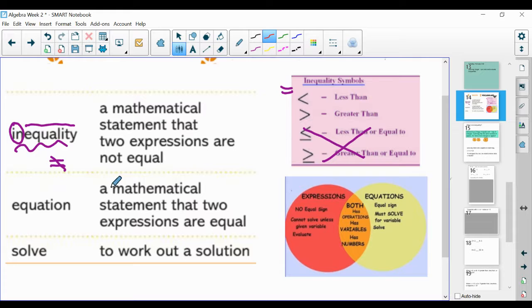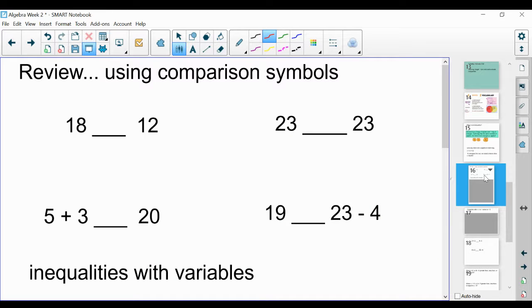And then we're going to work with equations today, a mathematical statement that two expressions are equal. And we're going to work to solve, sometimes knowing our value of our variable. We're going to talk about this too in class today, the difference between expressions and equations. But we're going to jump into inequalities first. The first thing that we're going to do together in class today is review using comparison symbols.